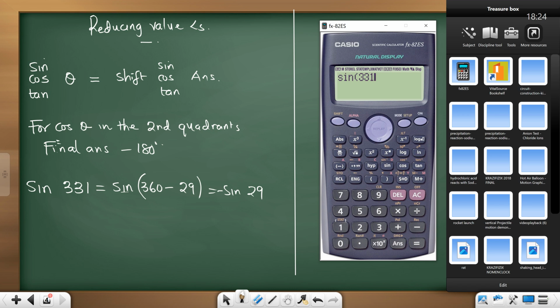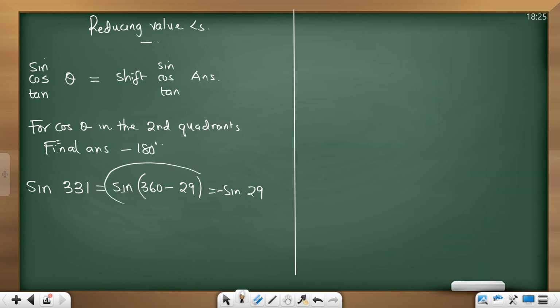Forget. Sine 331 equals. Now you reverse it. Ask your calculator to reverse the whole thing. Shift, sine, answer. Boom. I'm done. Negative 29. So I don't need this. No one gives you a mark for that.